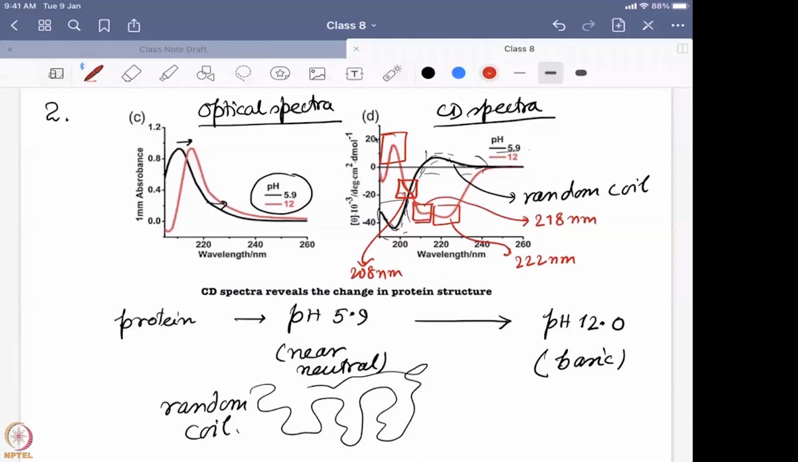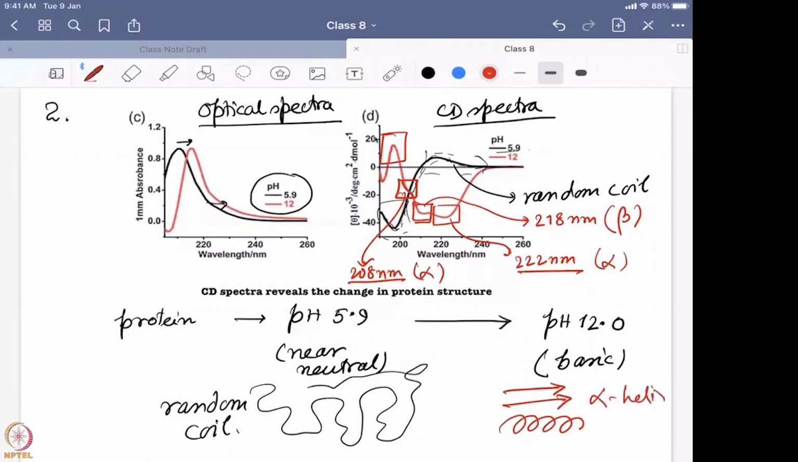So altogether, what can we say? It is not a simple alpha helix or beta sheet, but a mixture of the two, because we have both the humps for alpha helix here and also the hump for the beta sheet. So when we put this at pH 12 condition, it is showing me a mixture of alpha helix and beta sheet.